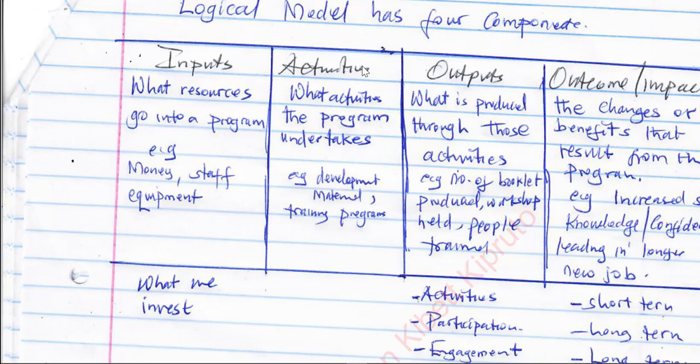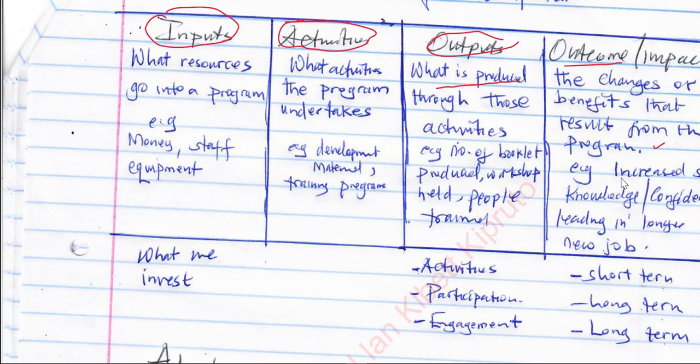A logical model asks for components. The first component is input: what resources are going into the program, e.g., money, staff, equipment. Then activities: what are the activities we shall be doing, e.g., development of material, training, what the program undertakes. Then output: the product of that, e.g., booklets produced, workshops held, people trained. Trained people will be the output. Then outcome: the changes or benefits that result from the program, e.g., increased skill, knowledge, confidence in doing a certain task. That is how we think of logical modeling.